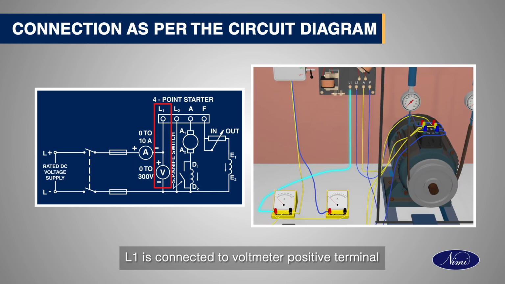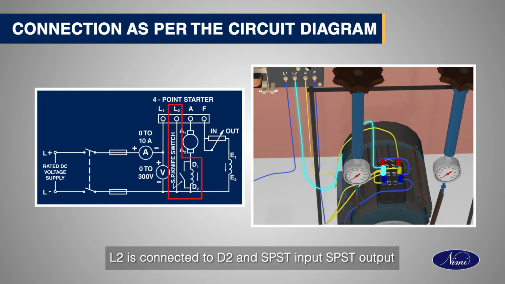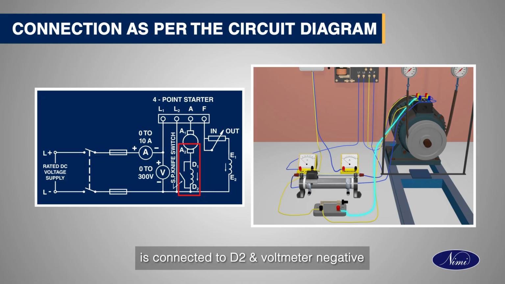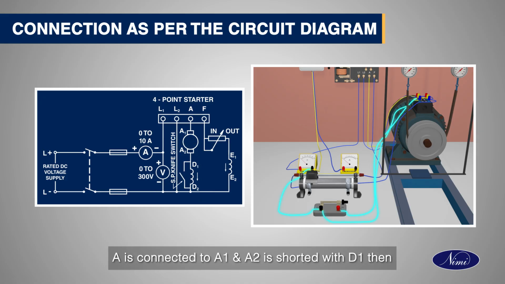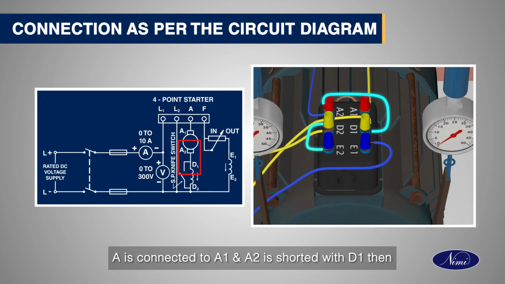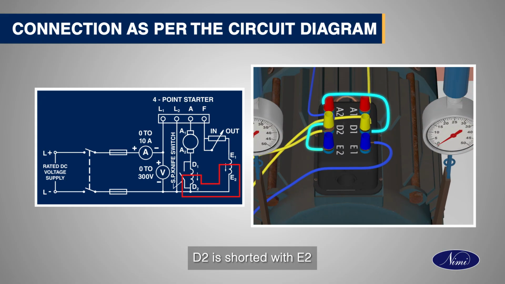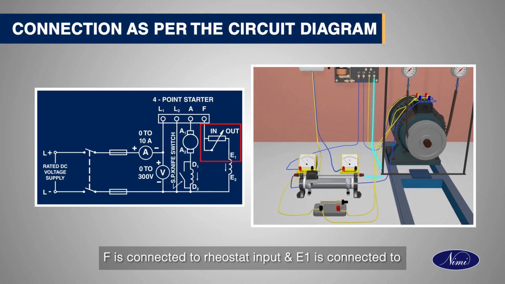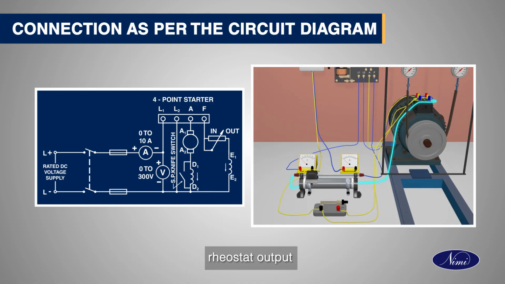L1 is connected to voltmeter positive terminal. L2 is connected to D2 and SPST input. SPST output is connected to D2 and voltmeter negative. A is connected to A1 and A2 is shorted with D1. Then D2 is shorted with E2. F is connected to rheostat input and E1 is connected to rheostat output.